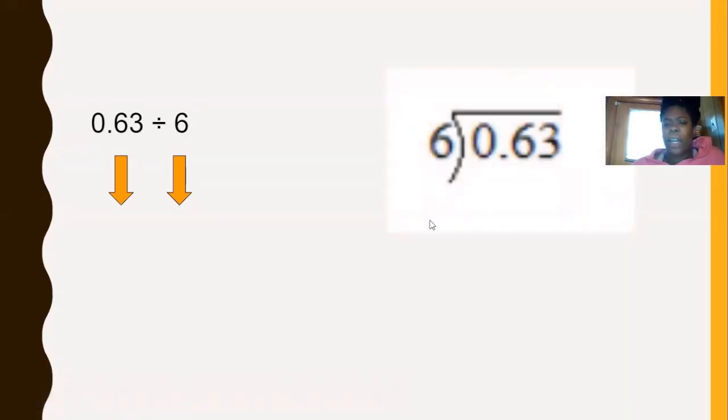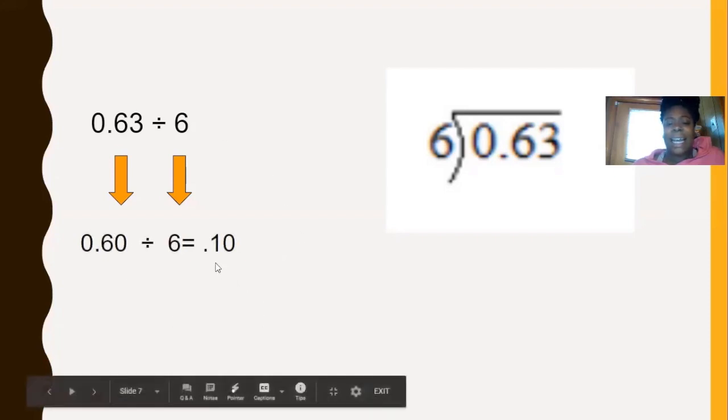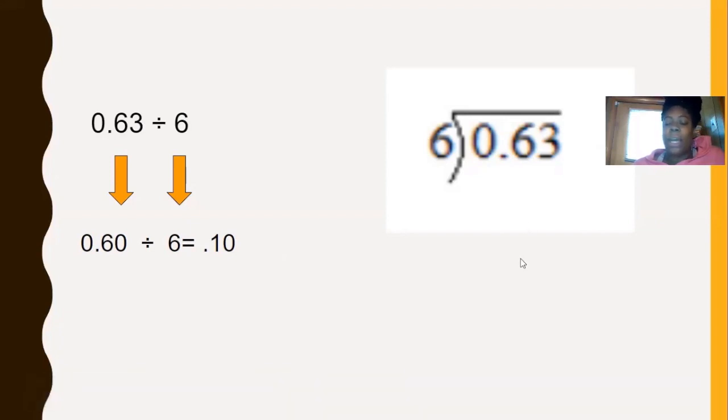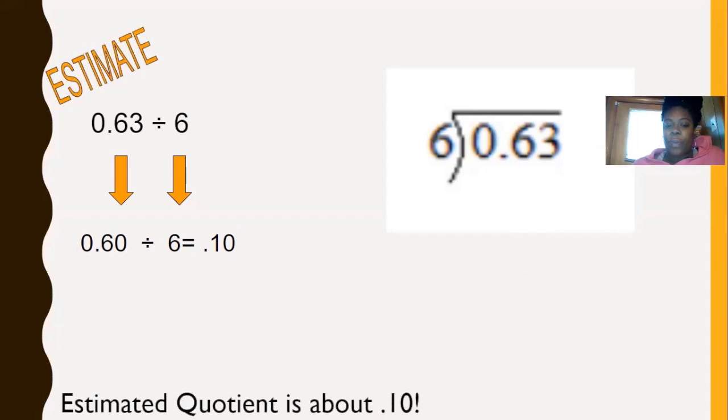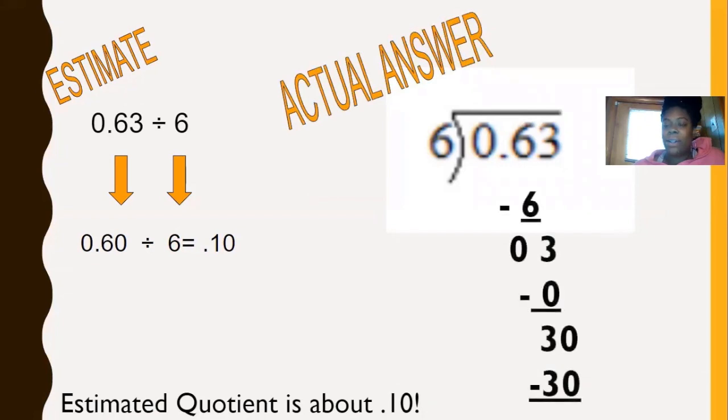I rewrote it over here so you can see it both ways when I actually solve after my estimate. And so once I solve it, I get 10 hundredths. So let's actually go through and solve it and see what we get as our answer. My estimated quotient is about 10 hundredths. And so here's my actual answer. I go through the process.